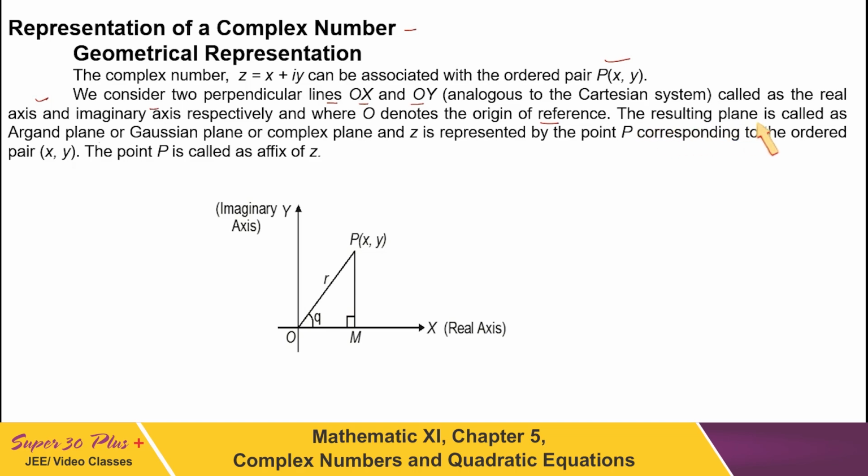The resulting plane is called the Argand plane or Gaussian plane or complex plane, and z is represented by the point P corresponding to the ordered pair x comma y. The point P is called the affix of z. This is the imaginary axis, this is the real axis, and this point P represents the affix of a complex number z, where z is equal to x plus iota y, and this is the origin. This length OP denotes the modulus of the complex number, and this angle theta denotes the argument of the complex number.